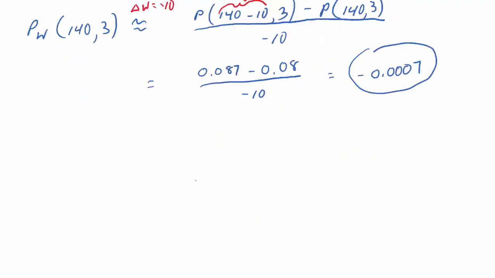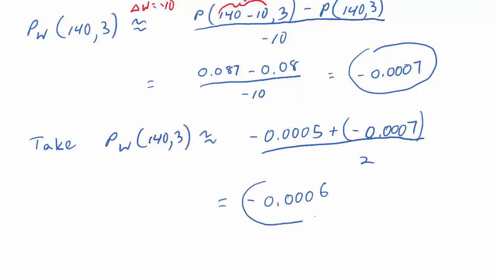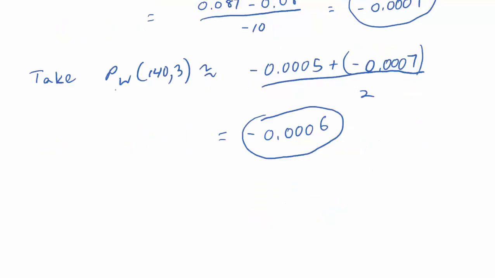So we take this partial to be approximately equal to the average of those two numbers that we just got, -0.0005 plus -0.0007 all over 2, and of course you get -0.0006. Okay, so that's our estimate of the partial of P with respect to W at 140, 3.